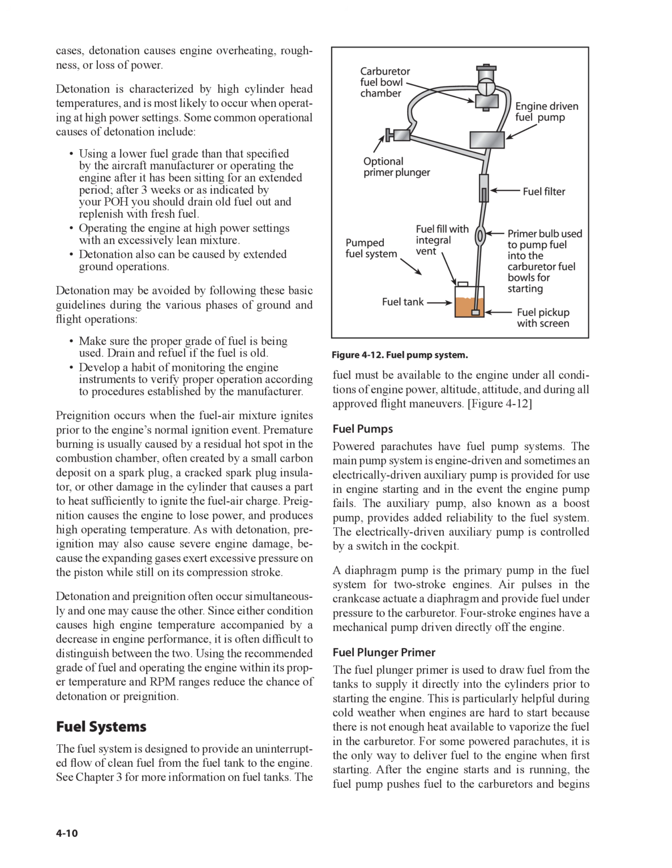A diaphragm pump is the primary pump in the fuel system for two-stroke engines. Air pulses in the crankcase actuate a diaphragm and provide fuel under pressure to the carburetor. Four-stroke engines have a mechanical pump driven directly off the engine.